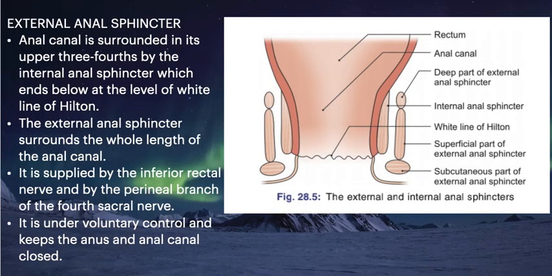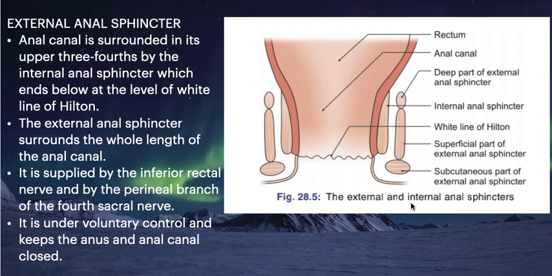Now, what is this external anal sphincter that we spoke about? Basically, the anal canal is surrounded in its upper three-fourths by the internal anal sphincter. Here is the internal anal sphincter, which ends below the level of the white line of Hilton, right? Then we have the external anal sphincter that is surrounding the whole length of the anal canal.